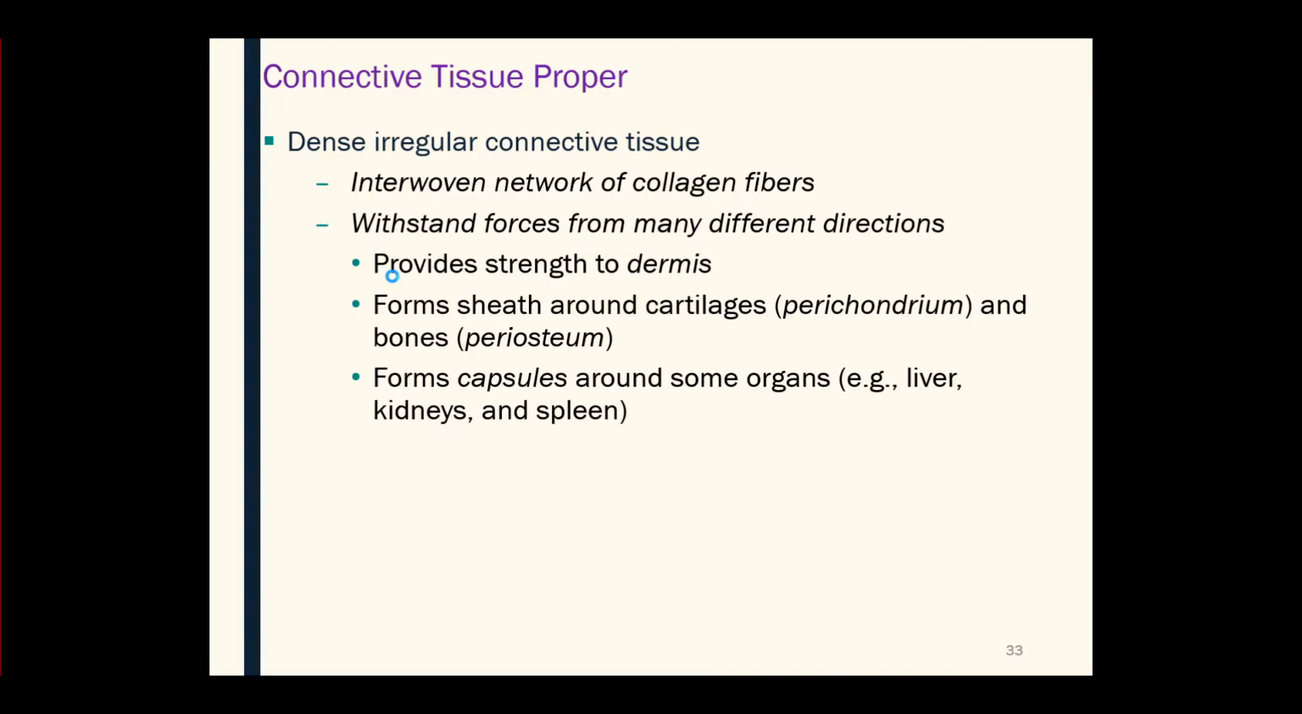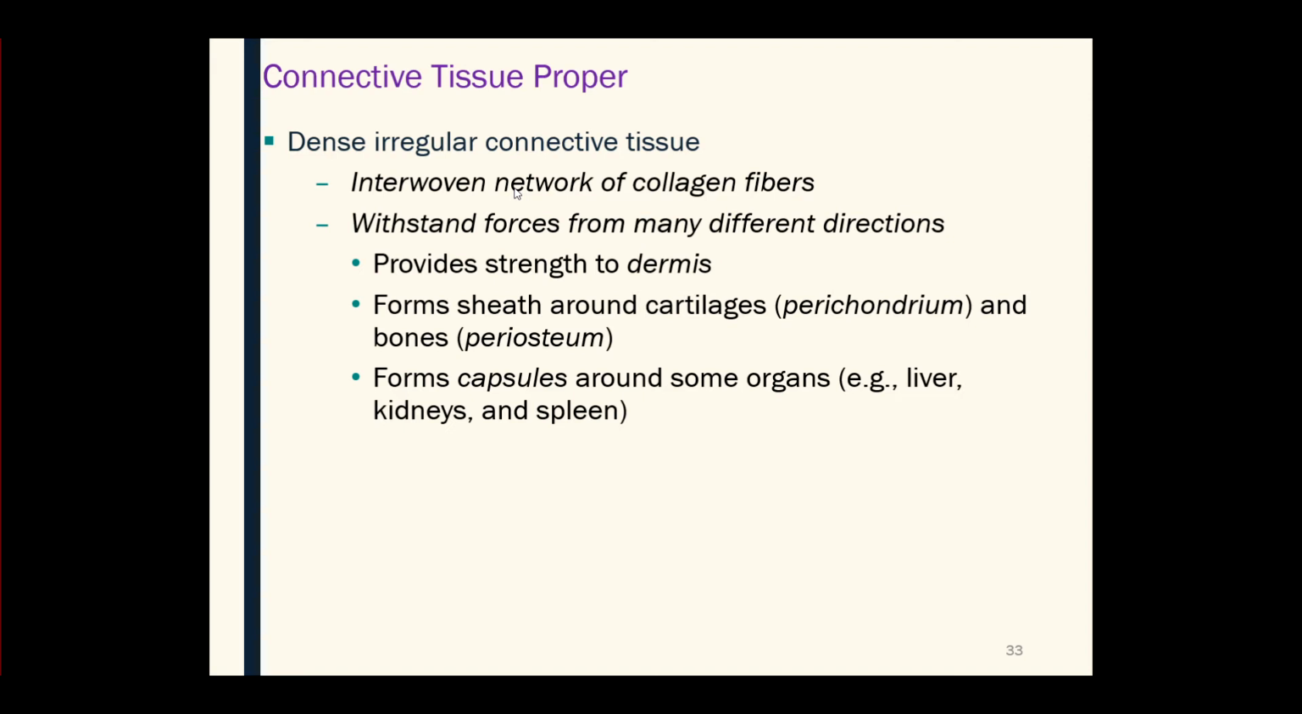The second type of connective tissue proper is dense irregular connective tissue. This time the collagen will be bundles, but the collagen is going to be running in all different directions, right? So they put here it's an interwoven network. The collagen is not going to be parallel. What's the benefit of that? That gives us the ability to pull on this tissue from many different directions, and the tissue will not tear, right? It will not tear.